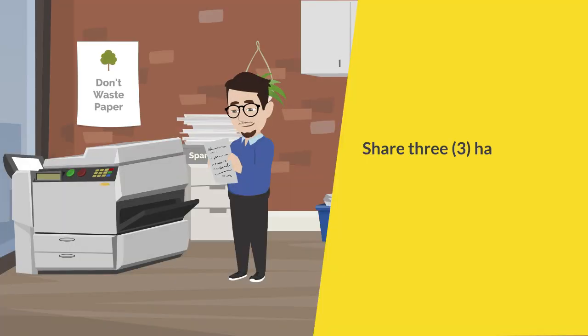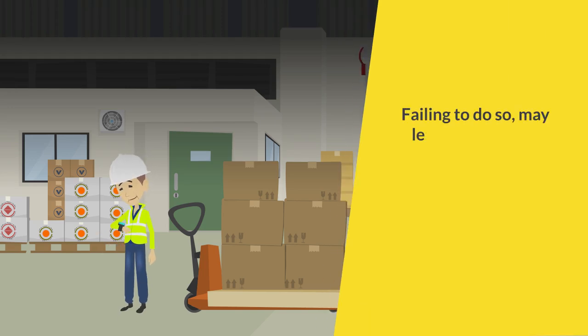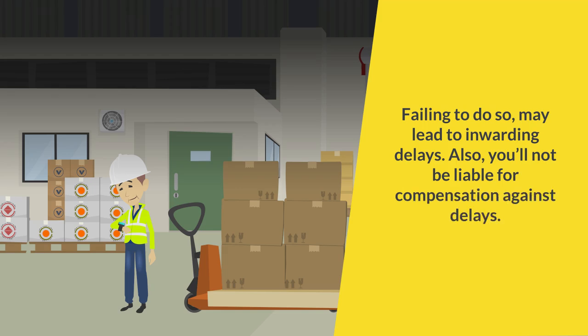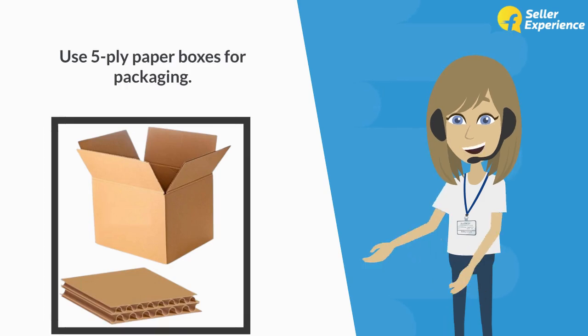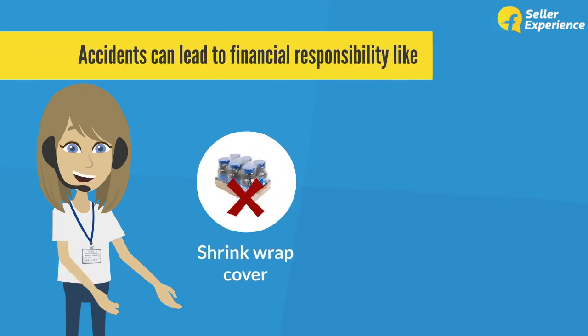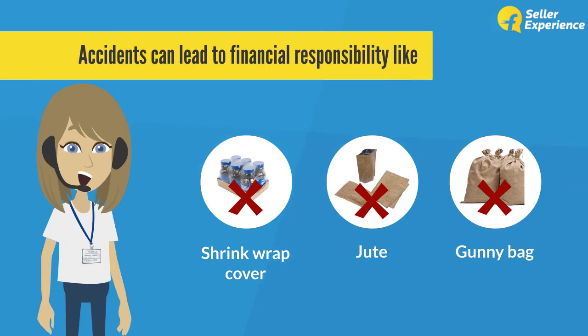Please share 3 hard copies of the STN or invoice with the 3PL partners. Failing to do so may lead to inwarding delays. Also, you will not be liable for compensation against delays. Use 5-ply paper boxes for packaging. Packages with shrink wrap cover, jute or gunny bag will not be picked up.